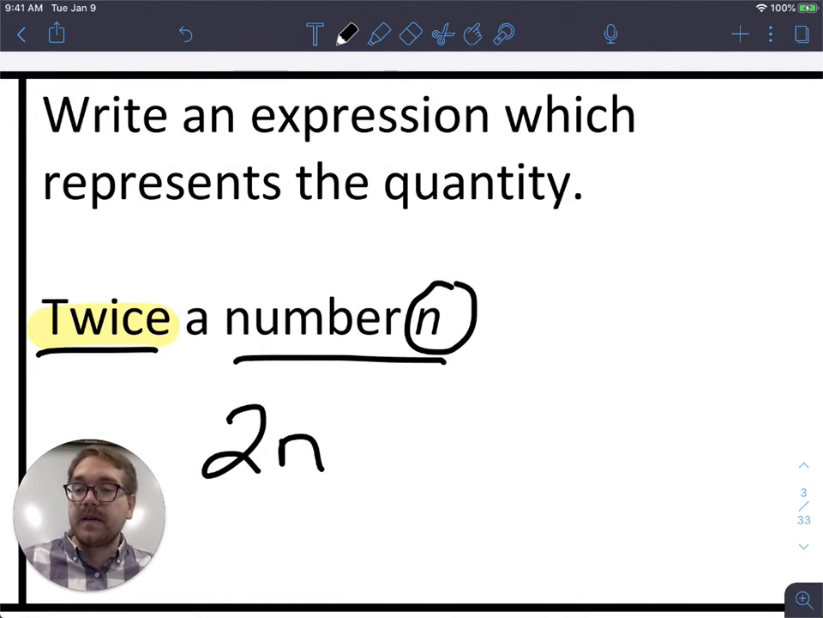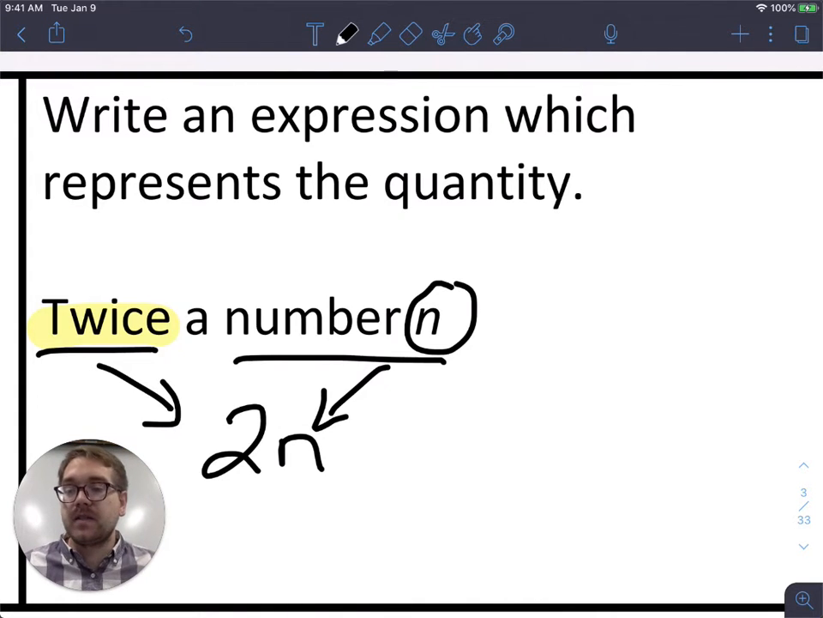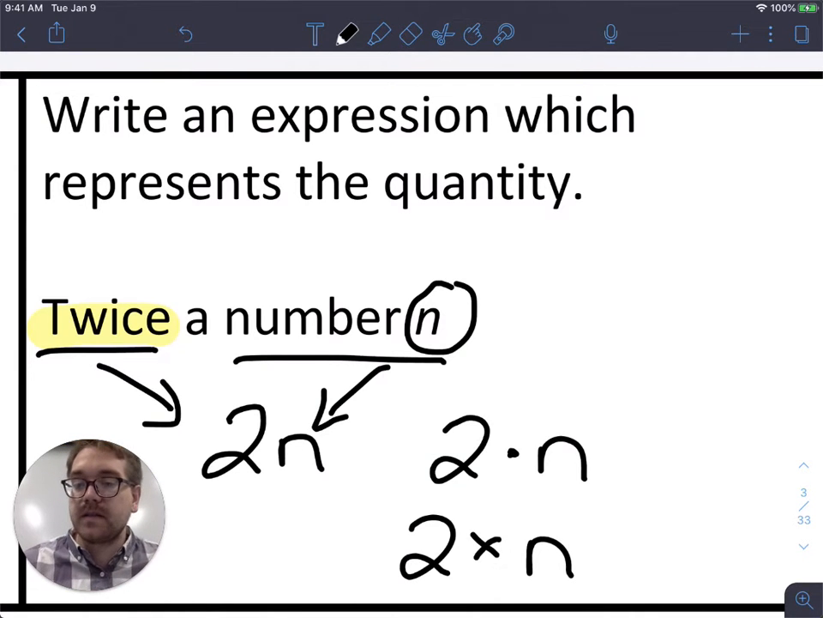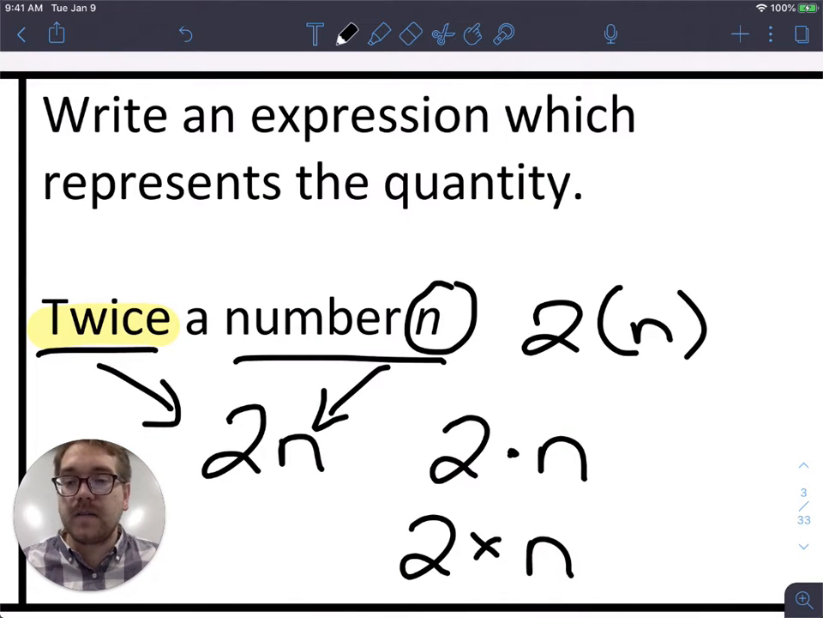Okay? Now let's talk about that for a second. The twice is where our 2 is coming from, and our number n, our variable n, is right there. But why did I write them just together? Well, you could write them like 2 times n. Remember that dot represents times, or you could write it 2 times n, where that little x represents times as well. Or actually, you could even write it like this, with parentheses. That is also twice the number n, 2 times n.